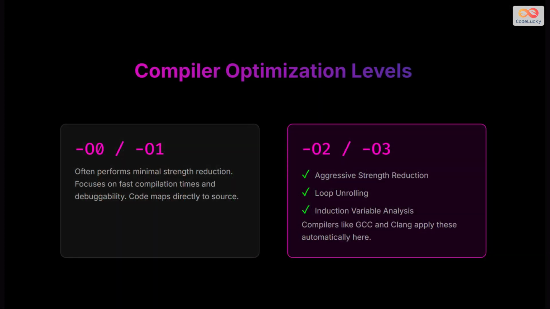You usually don't need to do this manually. Modern compilers like GCC or Clang handle this for you. At lower optimization levels like O0 or O1, the compiler might skip complex reductions to keep compilation fast. However, at O2 or O3, the compiler aggressively applies strength reduction, loop unrolling, and induction variable analysis to make your binary as fast as possible.